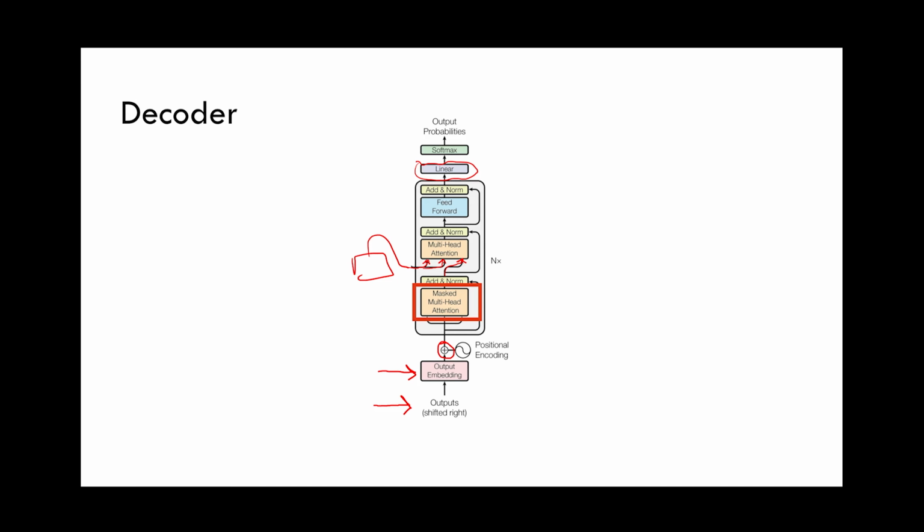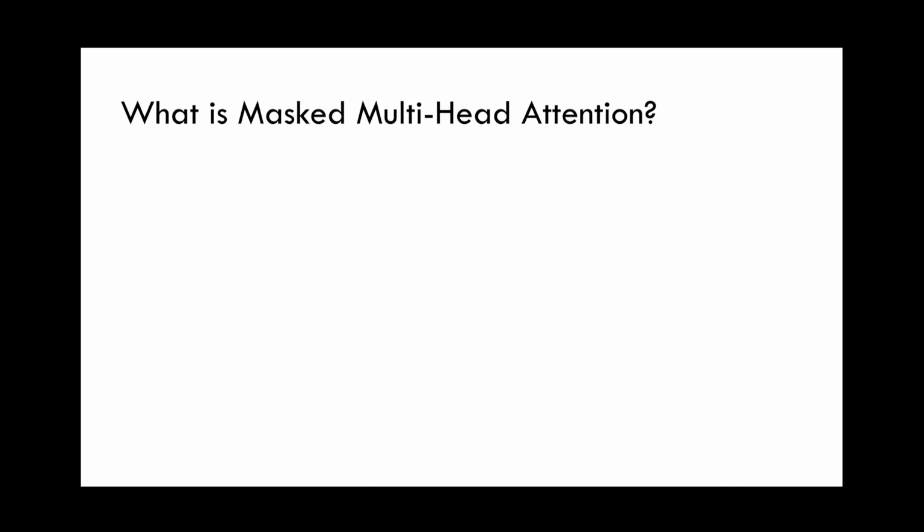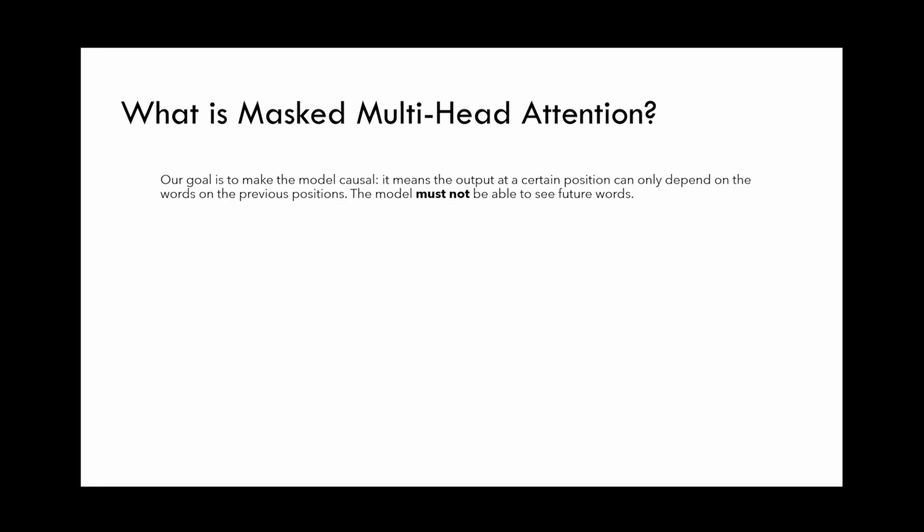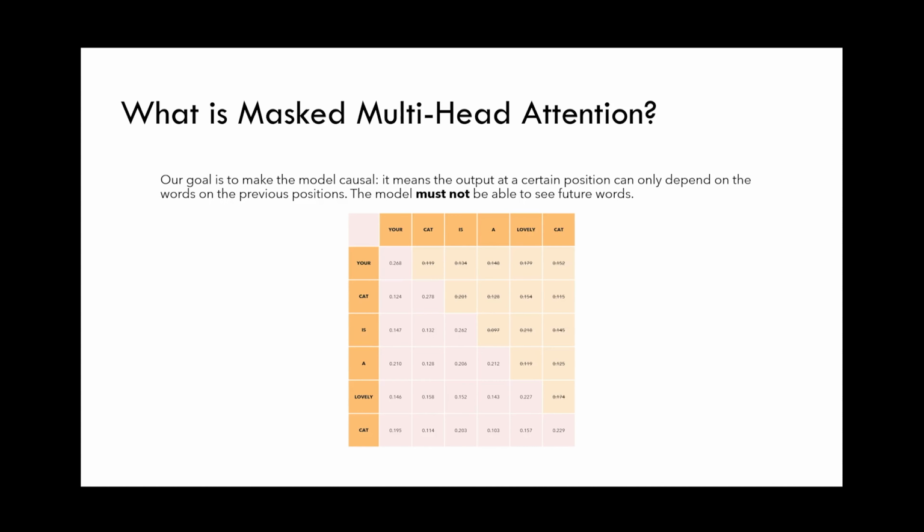Okay, and these two layers, the linear layer and the softmax, we will see later when we talk about inference and training. So what is masked multi-head attention? Our goal actually is to make the model causal. It means that the output at a certain position can only depend on the words on the previous positions. So we want the model to not be able to see future words. For example, we don't want the word "your", which is the first word in our sentence, to have any relationship with future words. We don't want it to have any relationship with "cat", any relationship with "is a lovely cat", right?